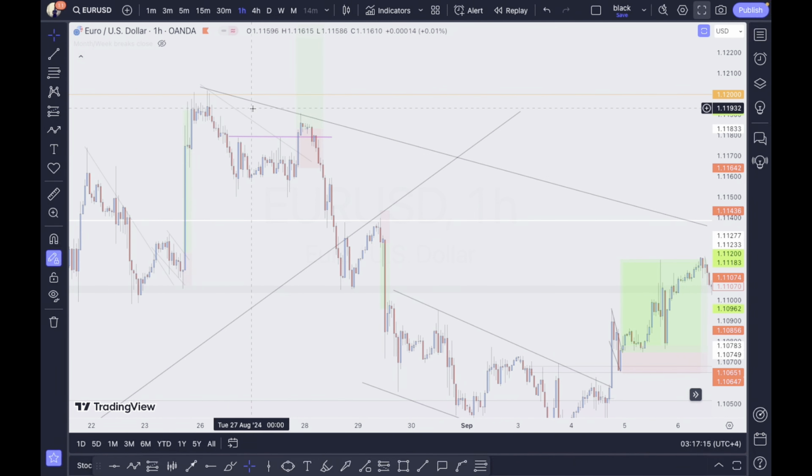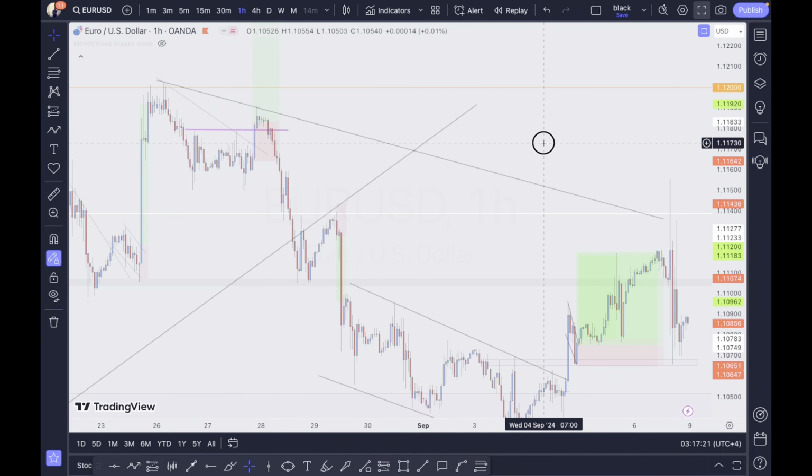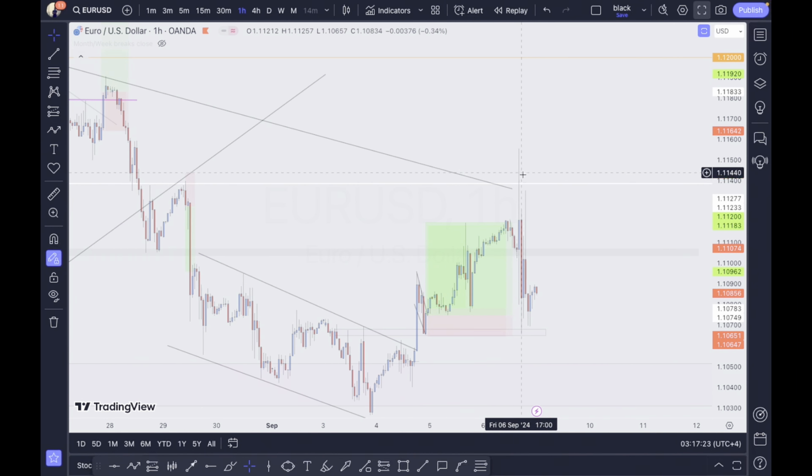Looking right here, we can see that price reacted at this level. It dropped, bounced on this trend line. We had a drop. That is why I drew this trend line right here, just to see if price was going to break above this level.